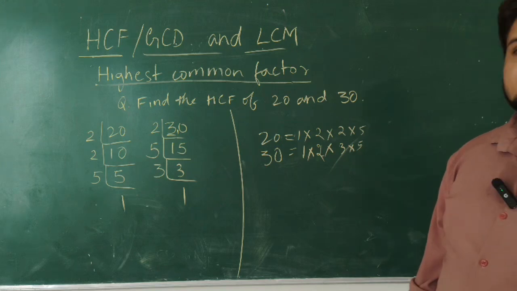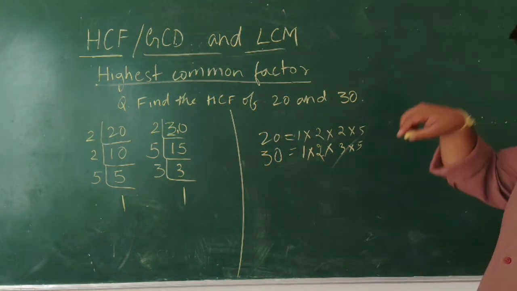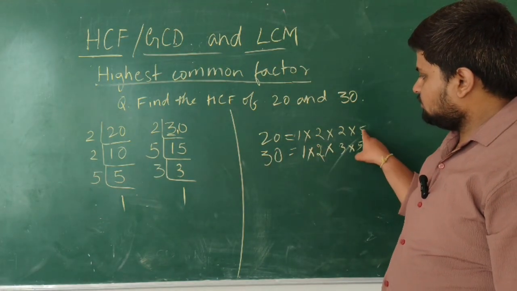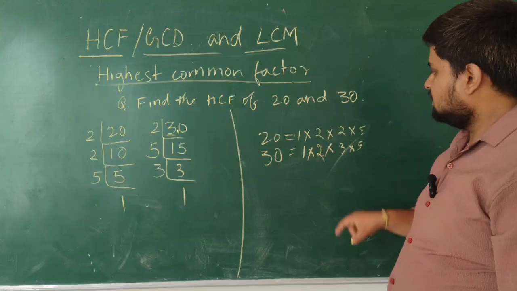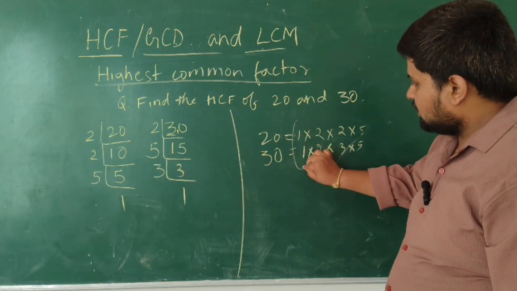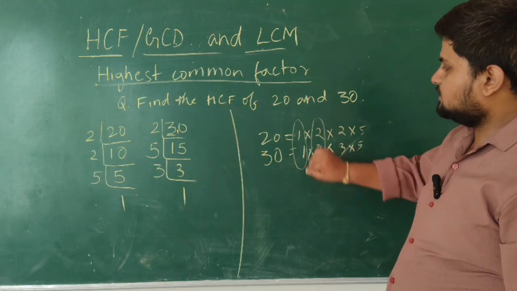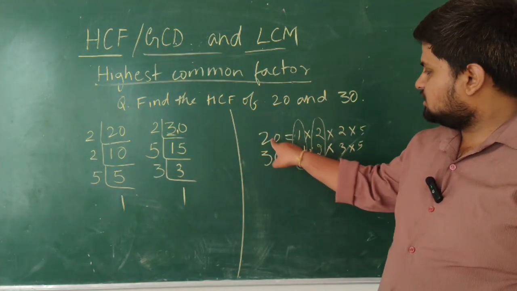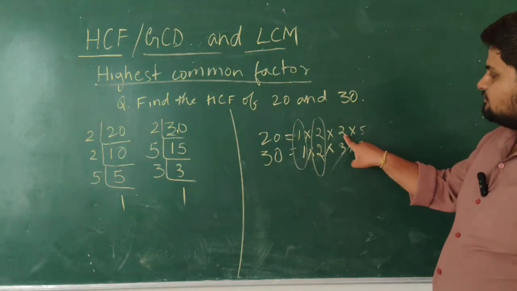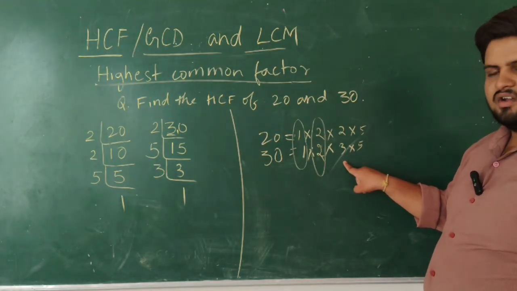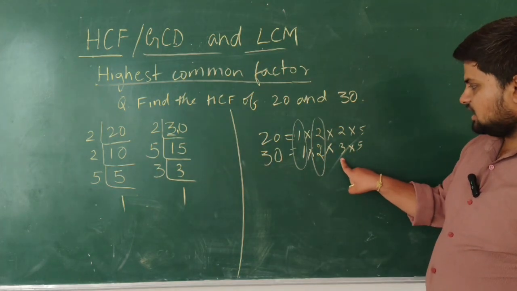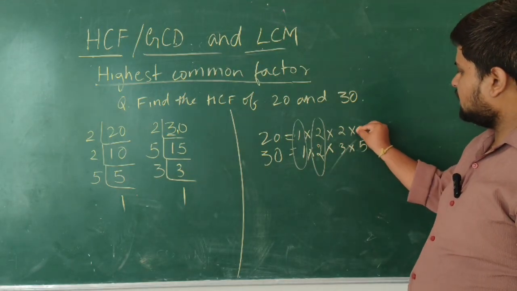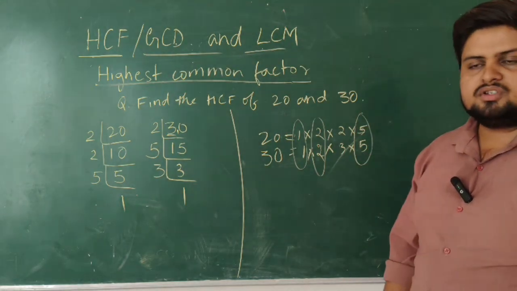Now how do we find the highest common factor? Let us see what the common factors are. 20 can be written as 1 into 2 into 2 into 5, and 30 as 1 into 2 into 3 into 5. Let us list out the common factors. 1 is common to both, and 2 is common to both. Common means it is shared by both numbers. Here we have one more 2, but it has no pair over here, so we will not consider it. We have a 3, but it also has no pair, so we will not consider 3. But we have 5 in both, so 5 is a factor of both numbers.